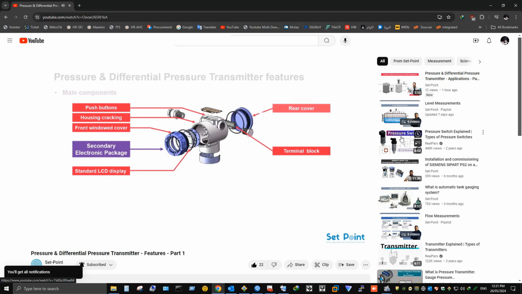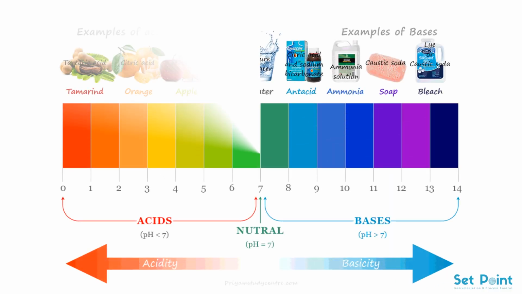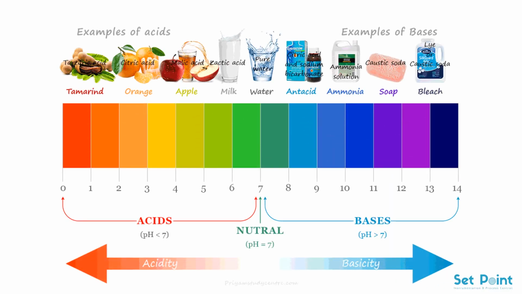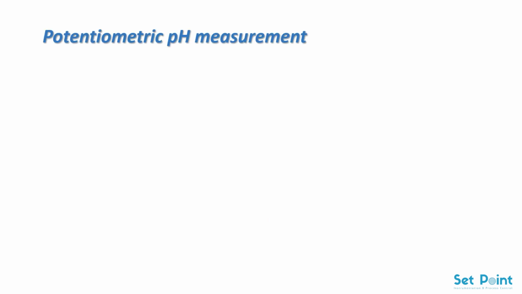Now let's get started. Many liquids are essential in our daily life. They may include water, beverages, dairy products, chemicals, acids and bases, or pharmaceutical products. To assess these properties, various principles of measurement are used. One of these principles is pH measurement according to the potentiometric principle. In this tutorial today we will talk about potentiometric pH measurement.